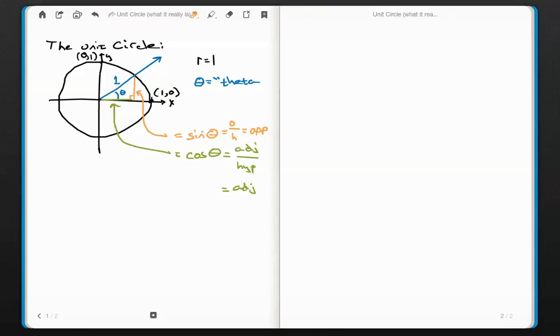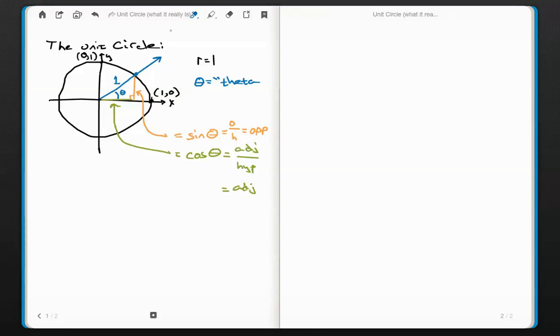So the sine of theta is the y-coordinate of the point at which the ray intersects the unit circle. That's our new definition for the sine, or a more useful definition of the sine. Likewise, the cosine. The cosine is the x-coordinate of the point at which the ray intersects the unit circle.